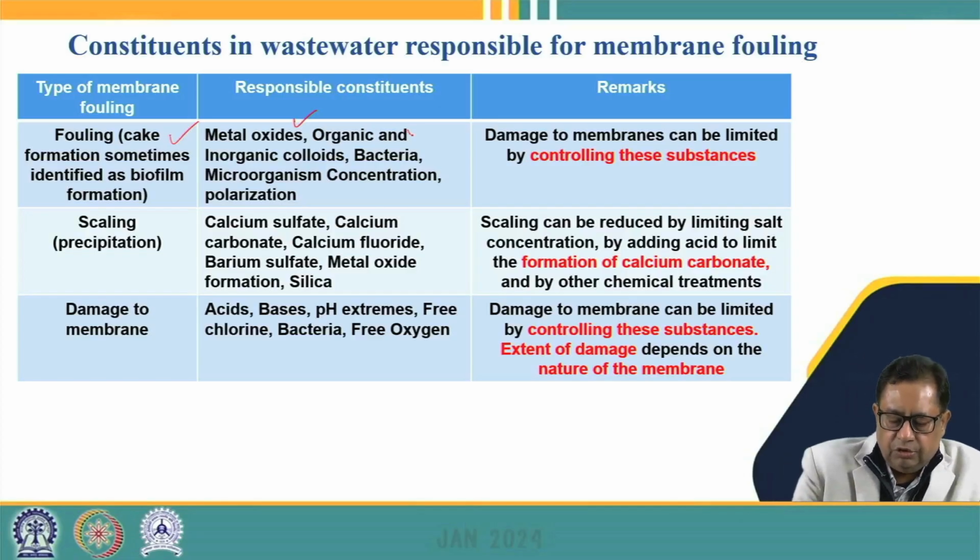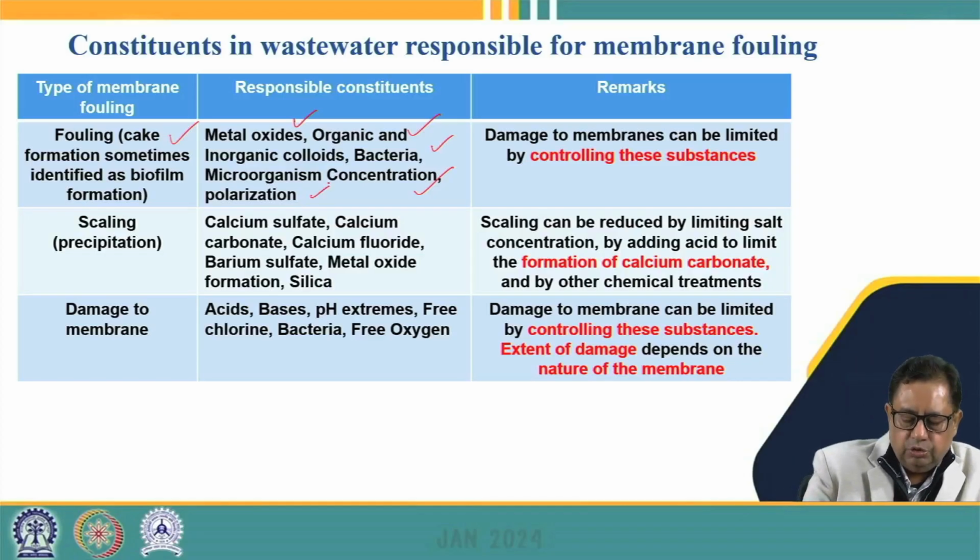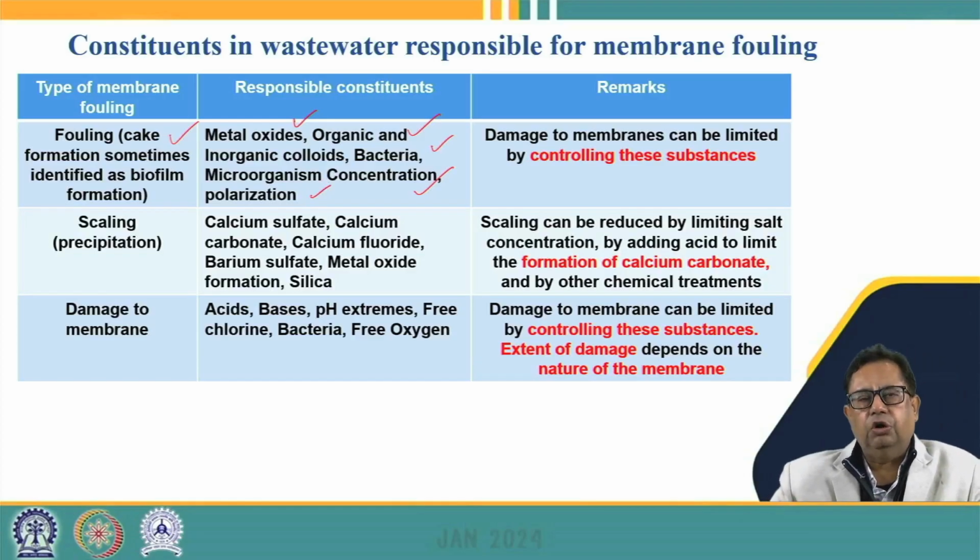Similarly, we can have organic and inorganic colloids which can deposit onto the surface of the membranes and foul the membrane. Similarly, we can have bacteria which get deposited onto the surface of the membrane because they are not filtered out along with the water. So they remain at the surface of the membrane and foul it. Similarly, with microorganism concentration, that is when a number of microbes are present, they can colonize the surface of the membrane, and polarization also can lead to reduced efficiency of the membrane process. So the damage can be reduced by controlling these substances by using a process called pre-treatment.